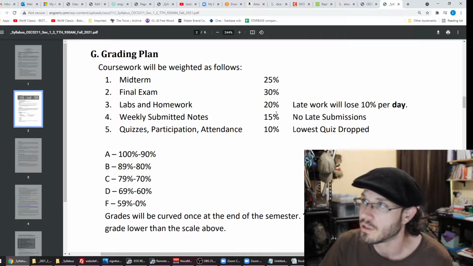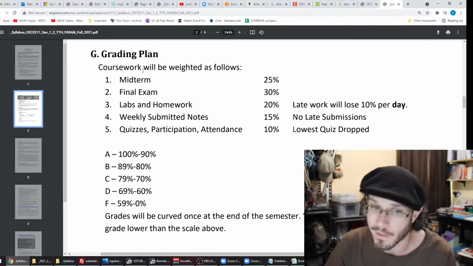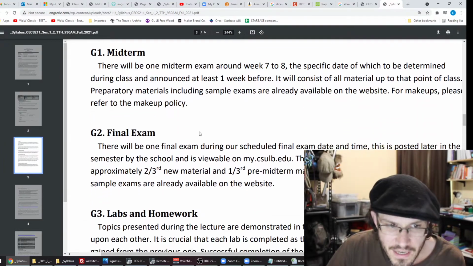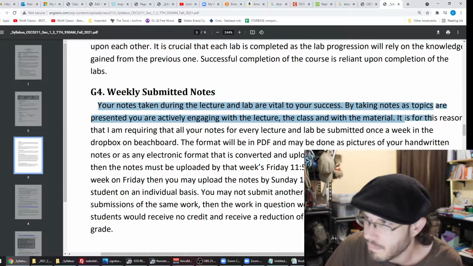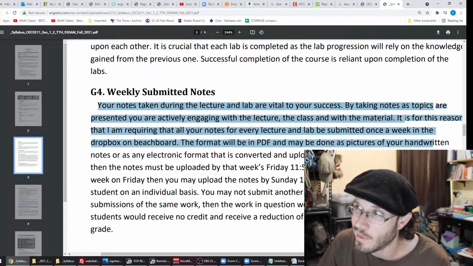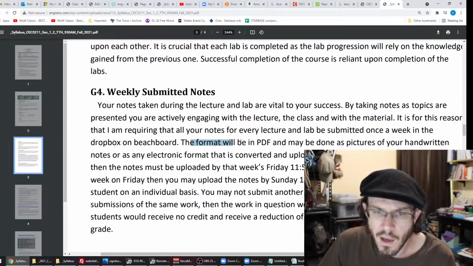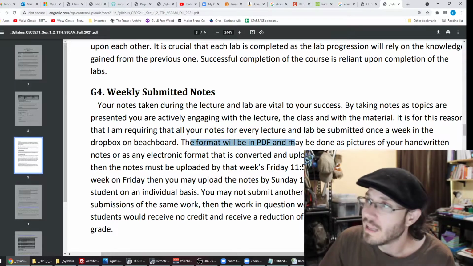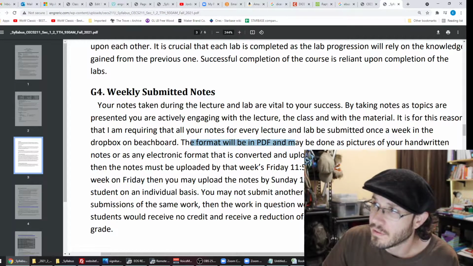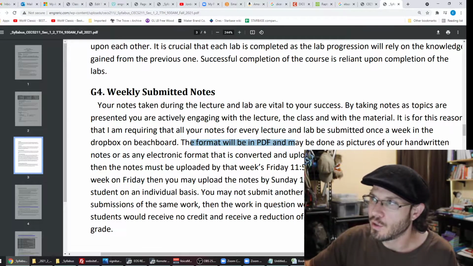And that's a free 15% in the class, which I think is awesome for doing something that you should already be doing. If we go down to the section where I talk about the weekly submitted notes, basically things that I already said. However, notice that regardless of the method that you use for taking your notes, they should be converted to PDF, one PDF document, and uploaded to the Beachboard Dropbox.